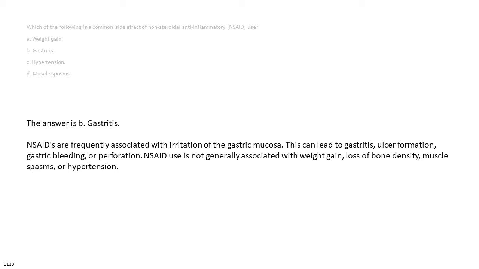NSAIDs are frequently associated with irritation of the gastric mucosa. This can lead to gastritis, ulcer formation, gastric bleeding, or perforation. NSAID use is not generally associated with weight gain, loss of bone density, muscle spasms, or hypertension.